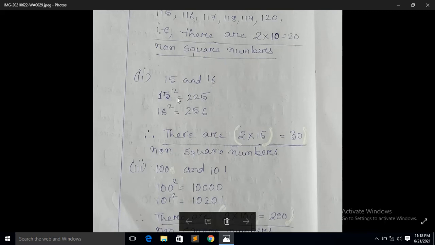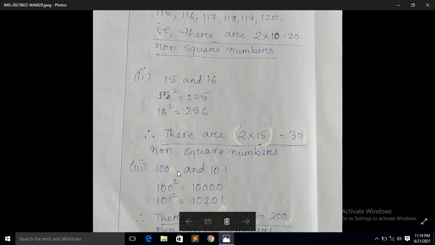15 and 16. 15 square is equal to 225. 16 square is equal to 256. So therefore, how many numbers are there? 2 into 15, so 2 into n with n as 15, so 30. There are 30 non-square numbers. You can try out at your home and write the numbers and see. Say 225, so after that 226, 227, 228, like that up to 255. 226 to 255, how many numbers are there? You count it. They are non-square numbers.